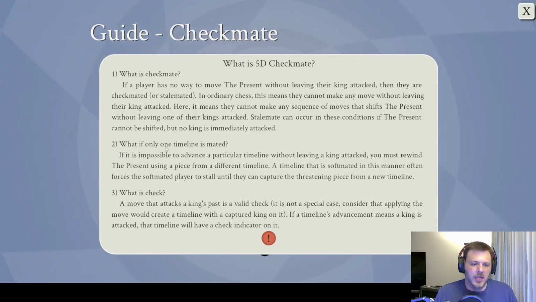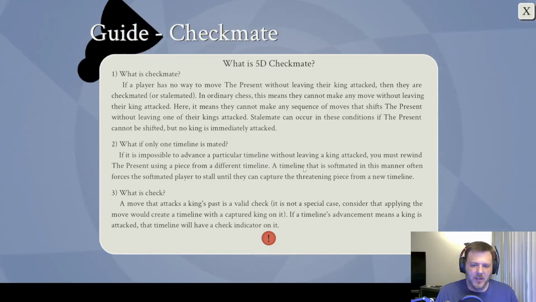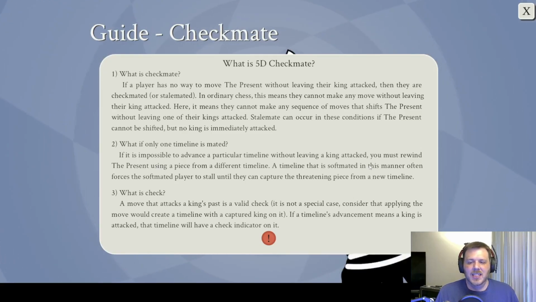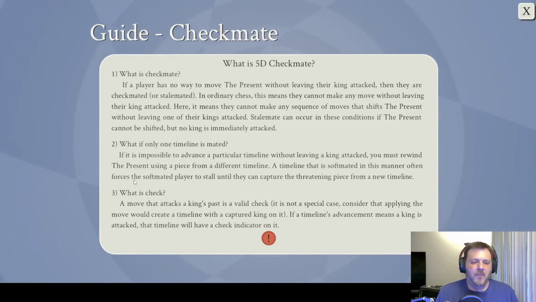What if only one timeline is mated? If it is impossible to advance a particular timeline without leaving a king attacked, you must rewind the present using a piece from a different timeline. A timeline that is soft-mated in this manner often forces the soft-mated player to stall until they can capture the threatening piece from a new timeline.